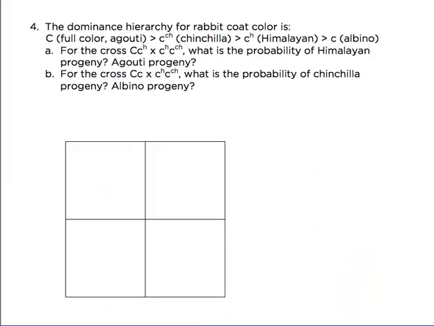Question 4. The dominance hierarchy for rabbit coat color is as follows. For the cross big C, little c^h, times little c^h, little c^ch, what is the probability of Himalayan progeny, and what is the probability of agouti progeny? So let's do the Punnett square for this cross. One parent has a big C and a little c^h, and the other parent has a little c^h and a little c^ch. So let's just fill out the Punnett square.